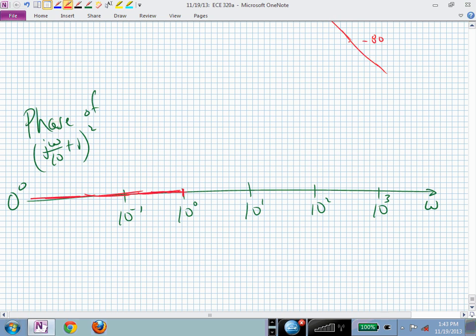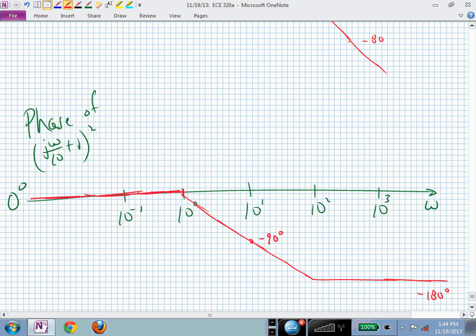A decade beyond that break, what are we going to finally end up with in terms of phase contribution? We now have poles, so it's got to be negative, and we have 2, and each pole gives us minus 90. So now we have 2 times minus 90. We're at minus 180 a decade beyond the break. And now we simply connect these dots. And this is minus 90 degrees.